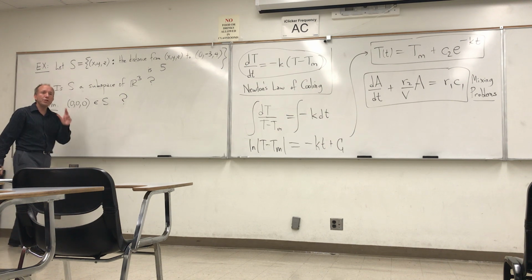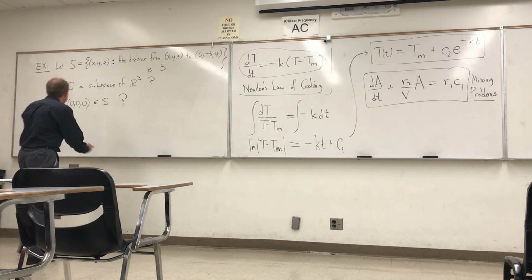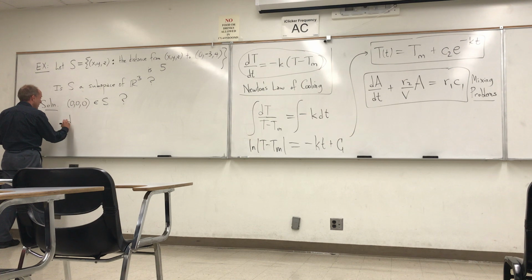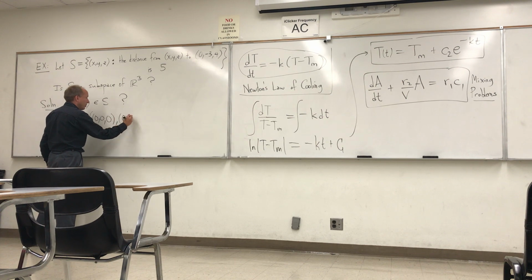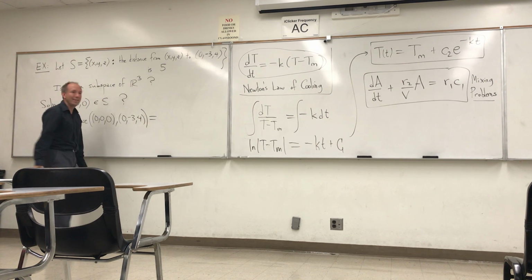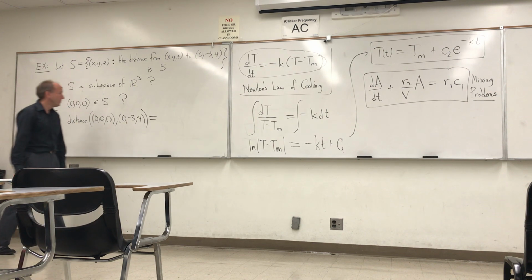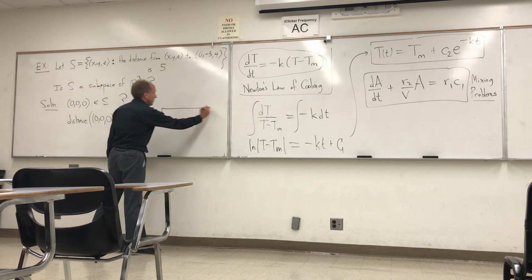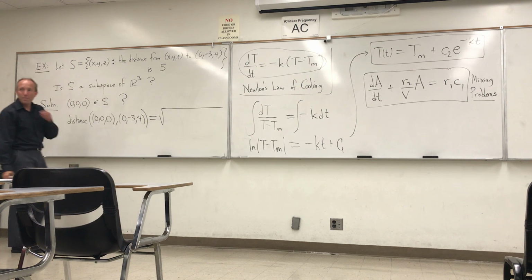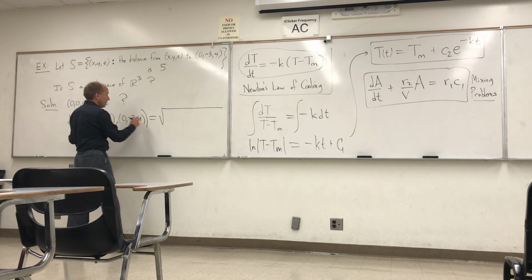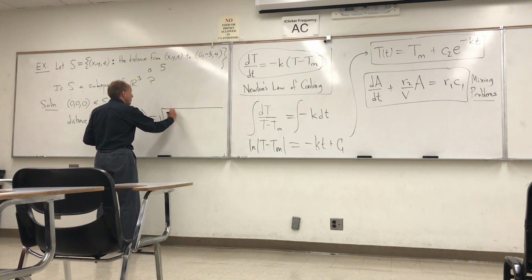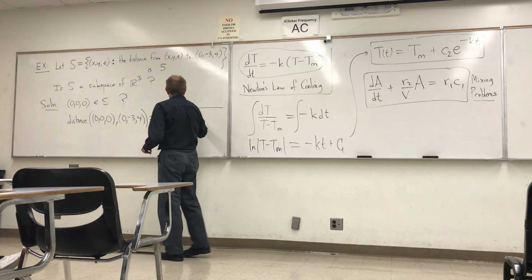How do you find the distance between 2 points? Let's see. So the distance between (0, 0, 0) and (0, -3, 4) is the square root of 0 squared plus negative 3, or no, the difference: x2 minus x1 squared, y2 minus y1 squared, and z2 minus z1 squared.